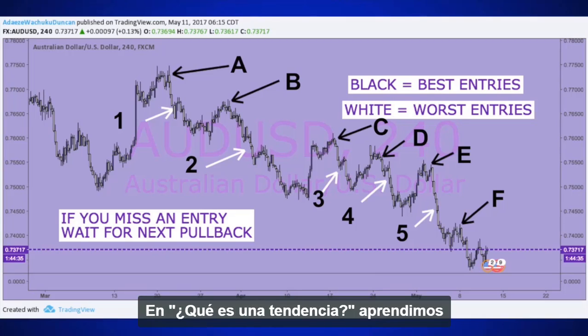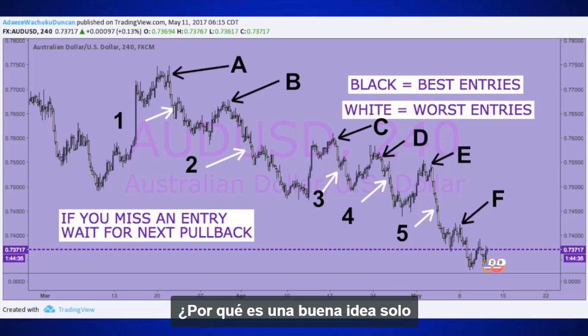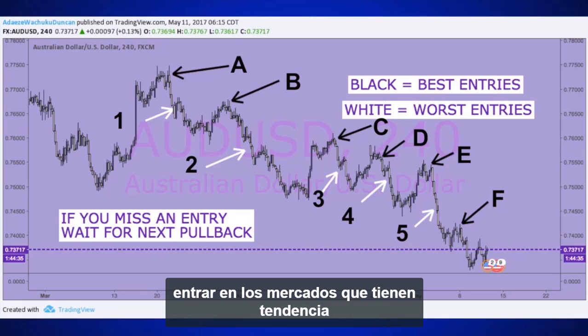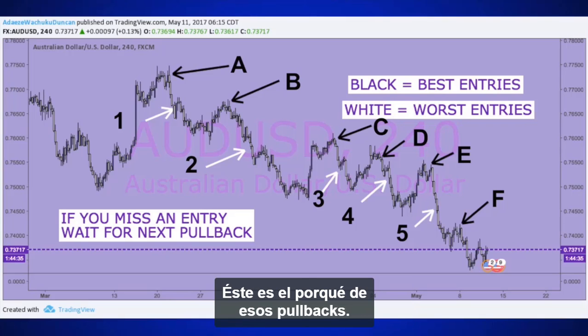We learned in What is a Trend? that the trend is your friend. Why is it your friend? I'm going to explain to you using pullbacks why trends are your friend. Why is it a good idea to only get into markets that are trending versus the ones that are ranging or consolidating? This is why, for these pullbacks.